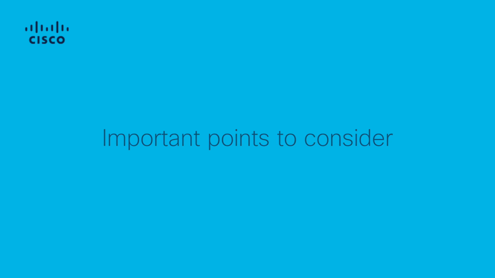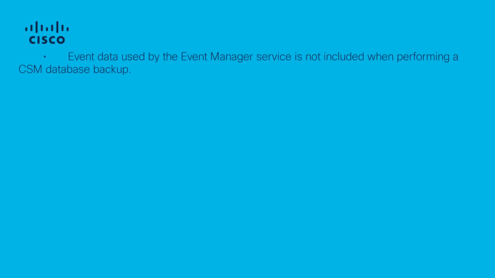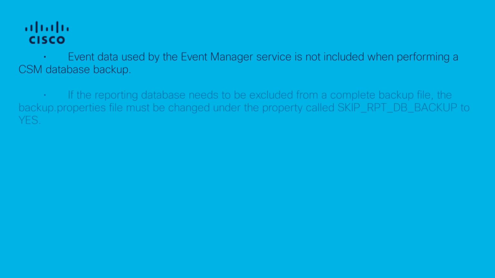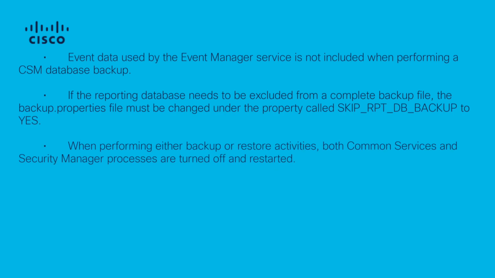Important points to consider. Event data used by the Event Manager service is not included when performing a CSM database backup. If the reporting database needs to be excluded from a complete backup file, the backup.properties file must be changed under the property called skip_rpt_db_backup to yes. When performing either backup or restore activities, both Common Services and Security Manager processes are turned off and restarted. There are two ways to perform a CSM backup, through graphical user interface or command line interface.